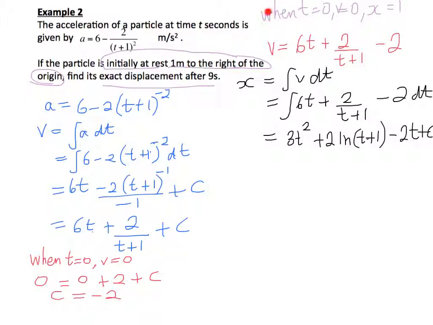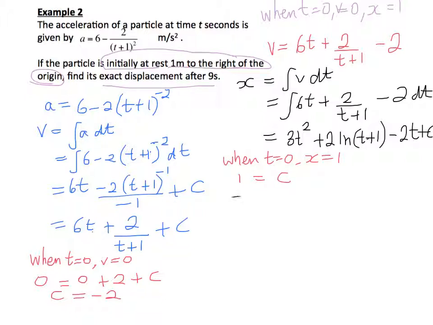So we're going to use this bit of information up here to find our constant of integration. When t equals 0, x equals 1. That's just the information that was given to us in the question. So we've got 1 equals, substituting in 0, that becomes 0. This becomes 2 log of 1. Log of 1 is 0. Then we've got 2 times 0 is 0, so our c is just 1.